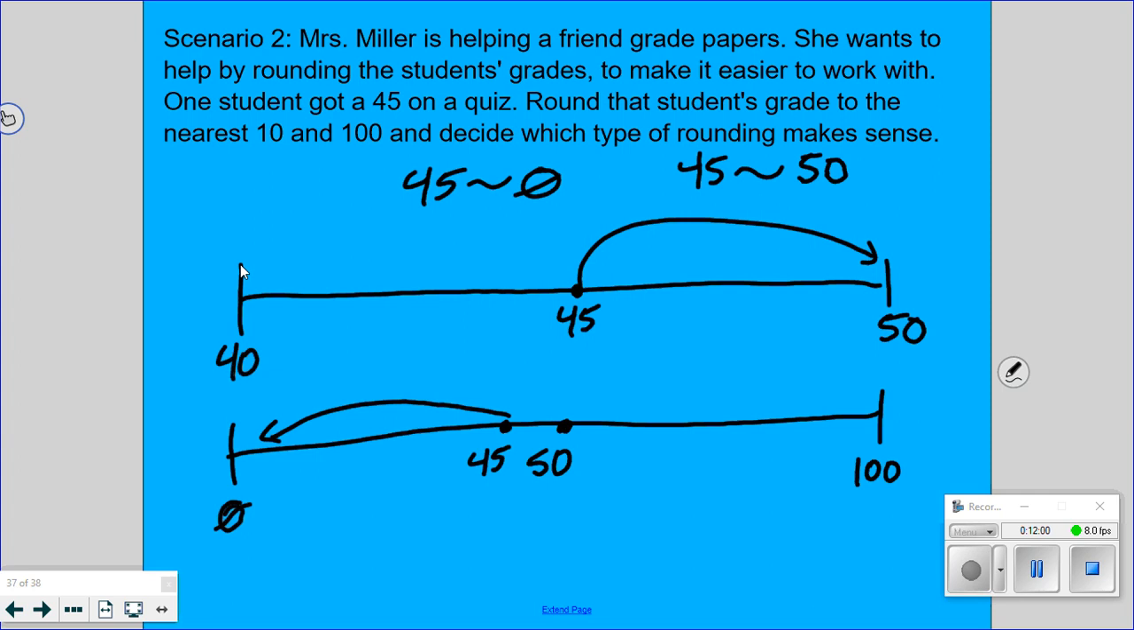Now I need to decide which one makes sense. Which one makes sense? I've got 45 rounded to 50 or 45 rounded to 0. Which one makes sense? Think about what's happening in the problem.